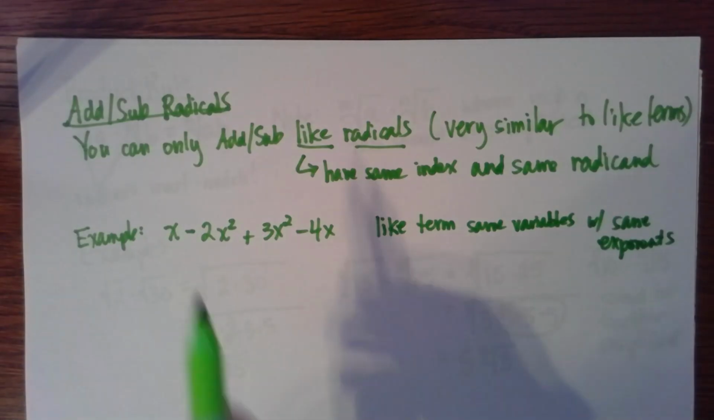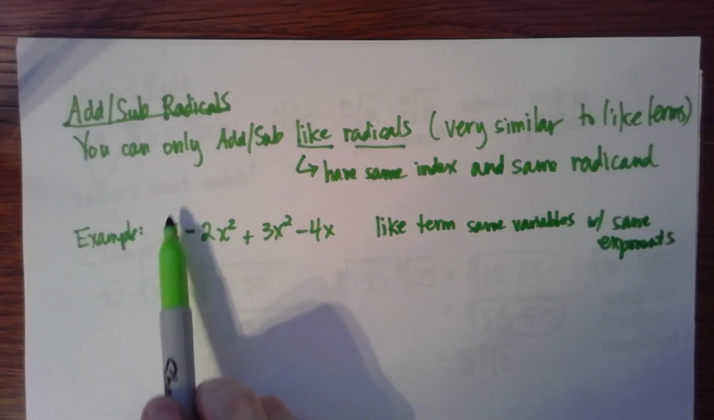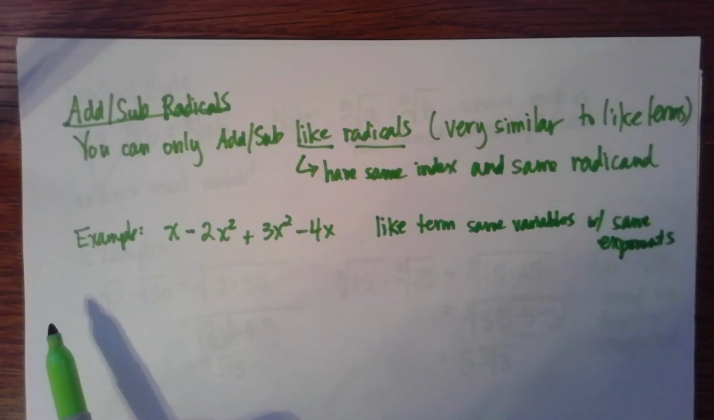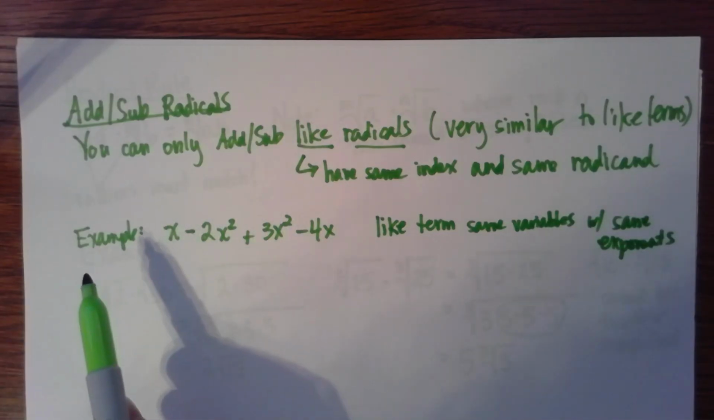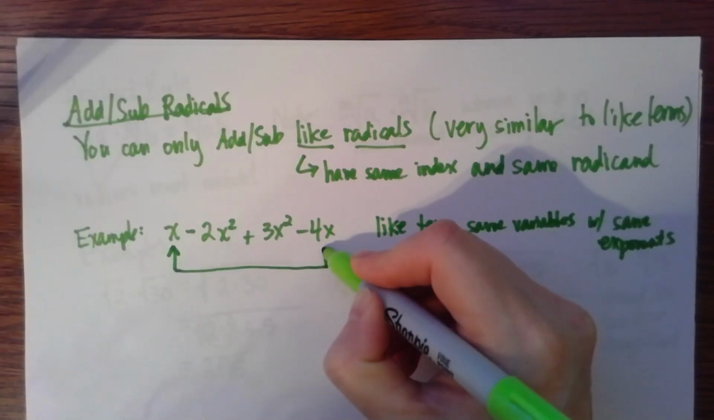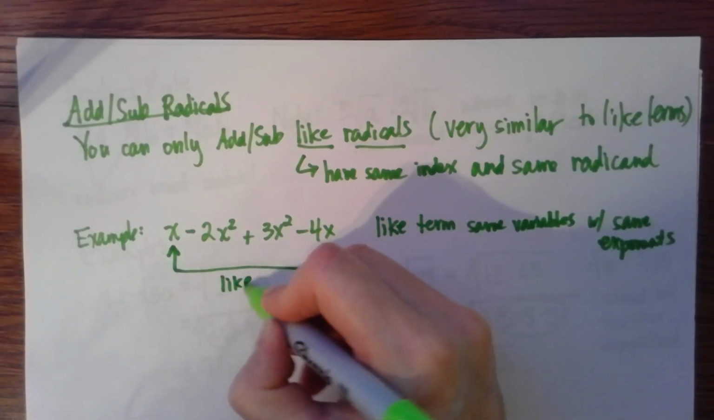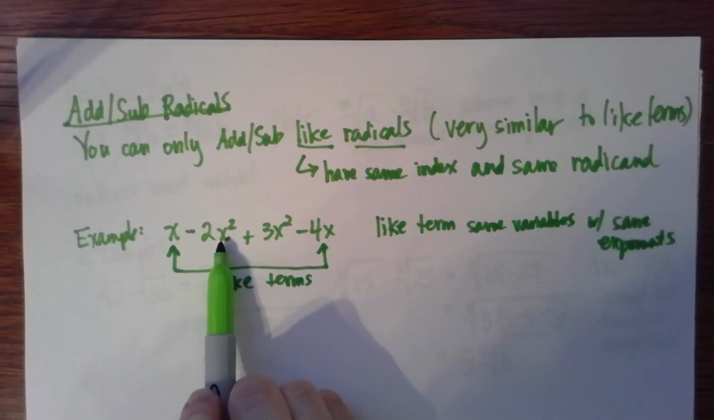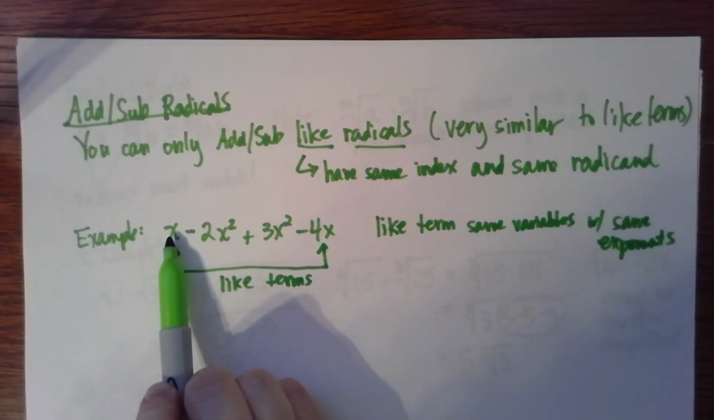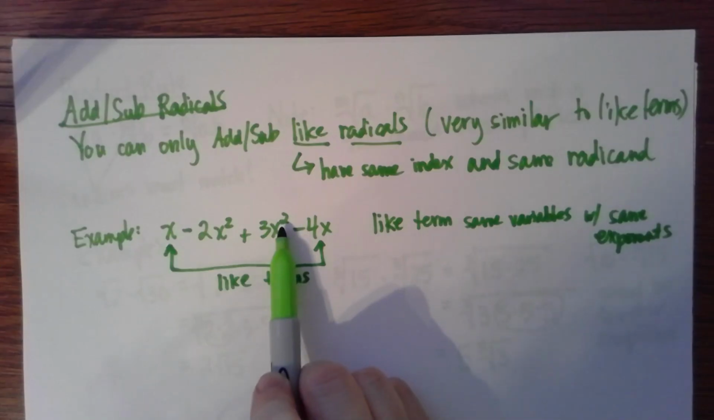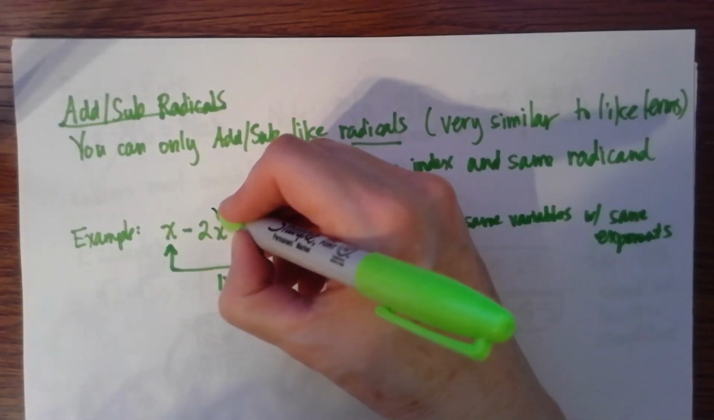And so we'd look here: this is a variable x with an implied exponent of 1. Are there any other terms that have just an x with an implied exponent of 1? Yes, this one. So we would call these like terms. This one has x, but its exponent is 2. It's not like this one because it has an exponent of 1, but it is like this one because this one also has an exponent of 2. So these are like terms, right?